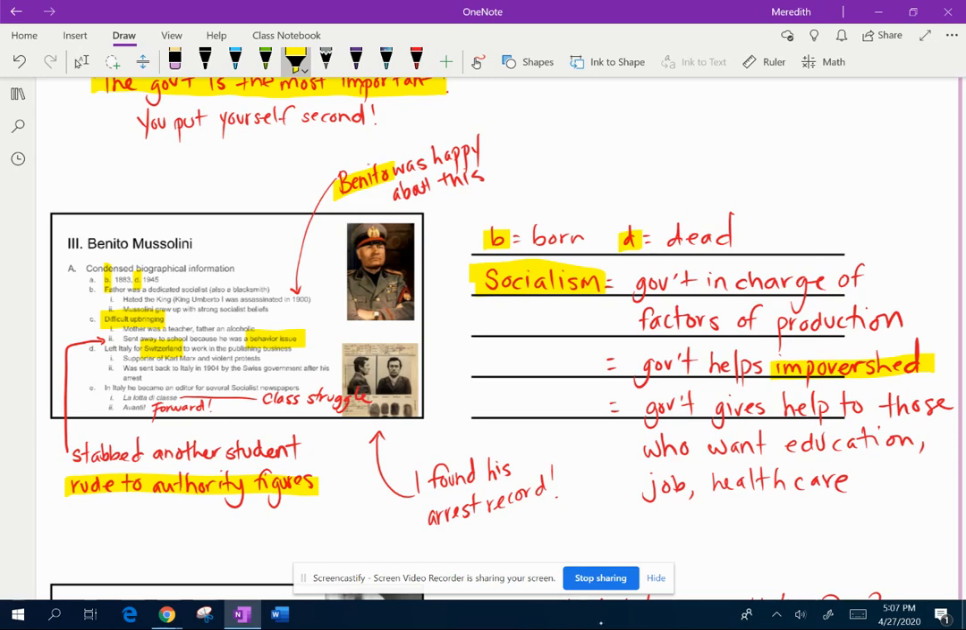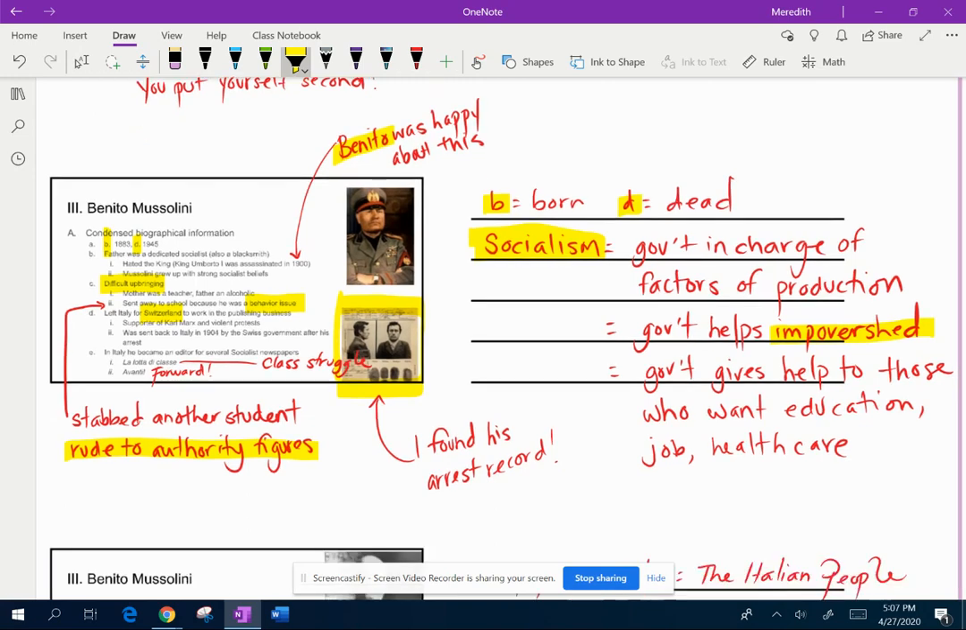And I thought that this was really kind of cool. I found a picture of his arrest record right here, so you get to see that. And so when he goes back to Italy, he actually becomes a teacher for a little while. I can't imagine what it was like to be in his classroom. And then he decides he doesn't want to be a teacher anymore, and so he's going to become an editor.